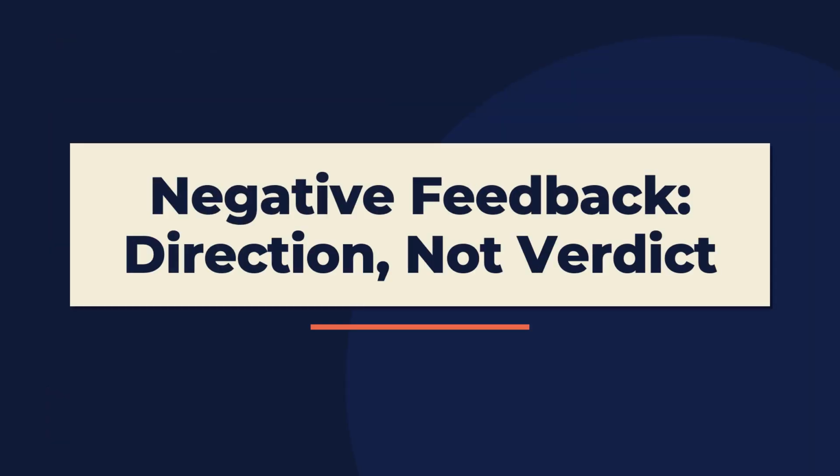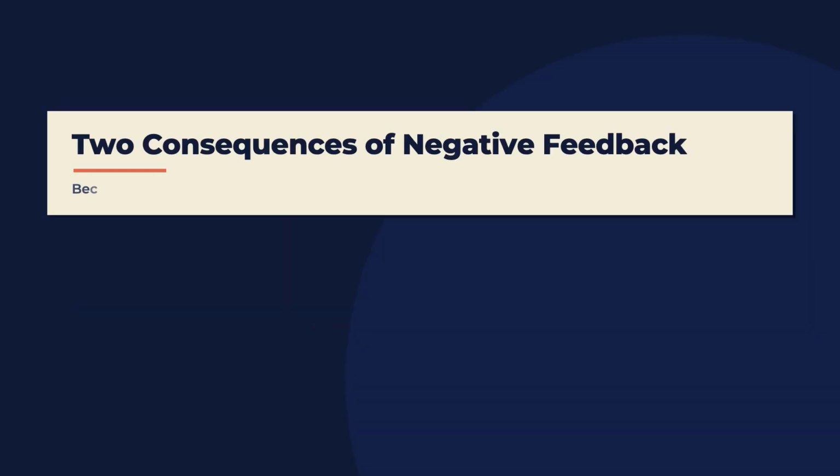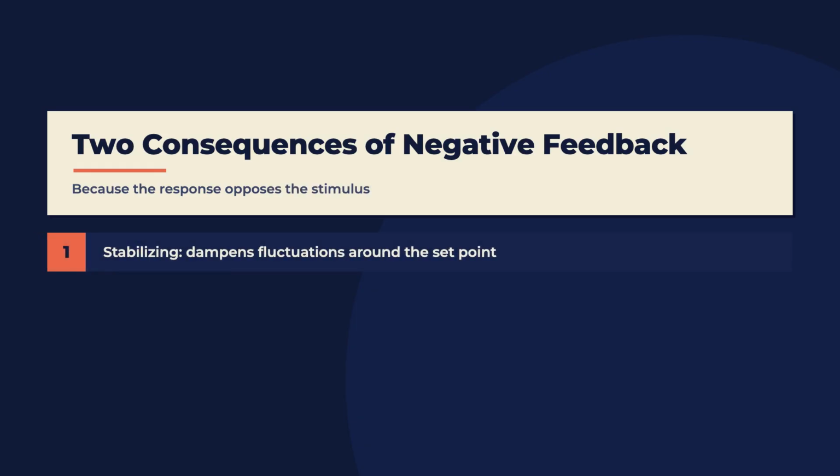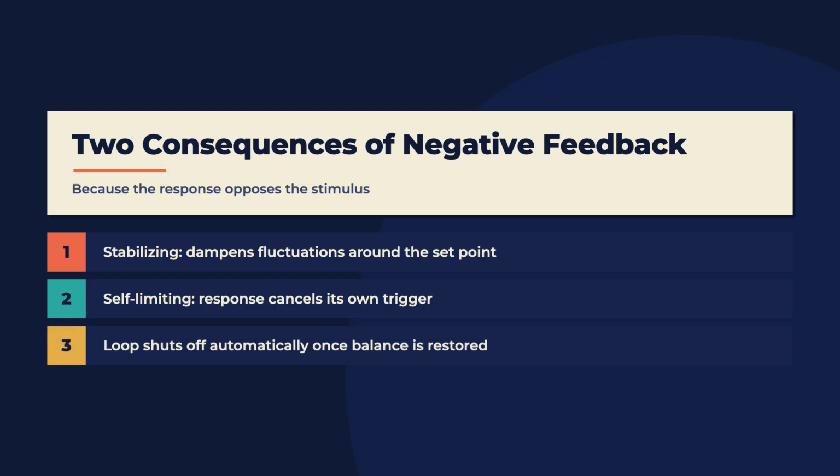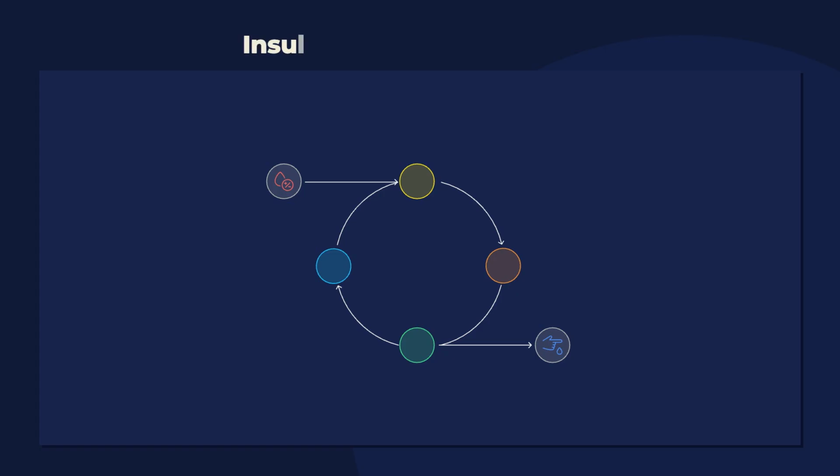Negative feedback describes a direction, not a verdict. It means the response runs opposite to the stimulus that triggered it, not that something harmful is happening. Two consequences follow immediately. Negative feedback is stabilizing, keeping a variable oscillating gently around its target, and it's self-limiting, since the response cancels the very stimulus that produced it, so the loop shuts itself off without outside instruction.